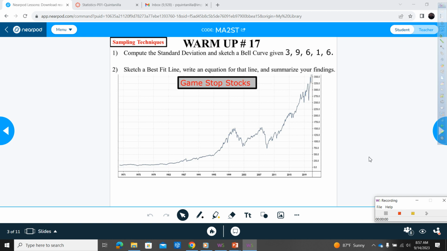Warm-up number 17 should be on your screen. And you can use the screen for number 2 to sketch your best fit line. But make sure you compute standard deviation and get your bell curve for number 1. And for number 2, once again, I need an equation and a conclusion of what you found. Get to work.